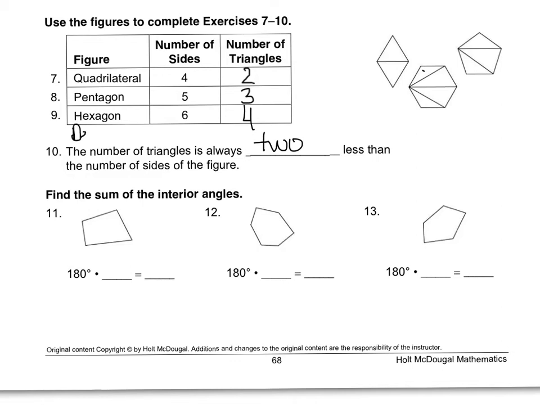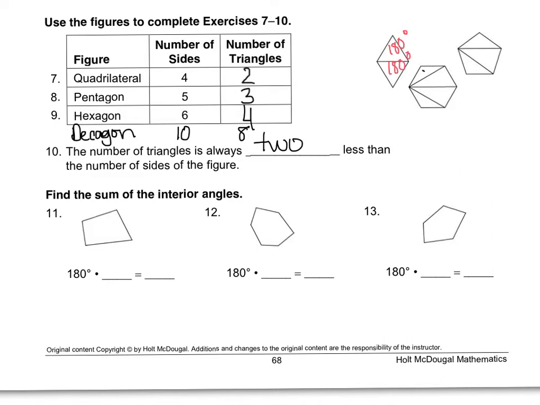Well, pretend I had a decagon. A decagon has 10 sides. So how many triangles will I be able to form? And that'd be 8, because 10 minus 2 is 8. This is really important because you can use the number of sides to find out how many triangles you can form on the inside of your polygon. And the reason that's so important is because each triangle has 180 degrees on the inside.